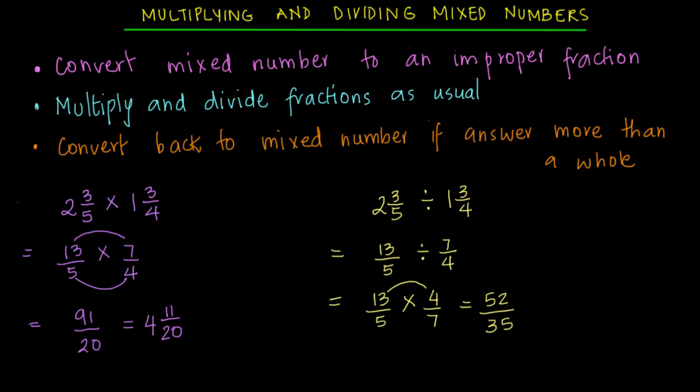Now again, 52 35ths is more than a whole. It's not always that you get an answer more than a whole, but if you do, and in this case 52 35ths is more than a whole, then you should convert it back to a mixed number. So 52 35ths as a mixed number would be 1 whole and 17 35ths.